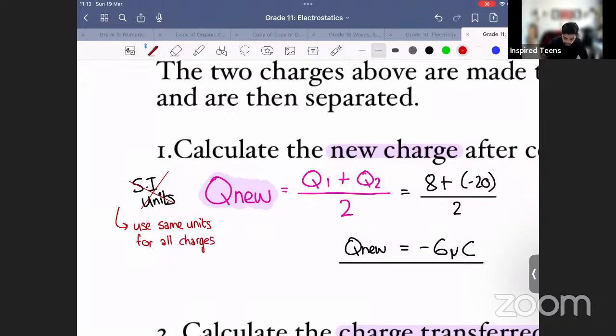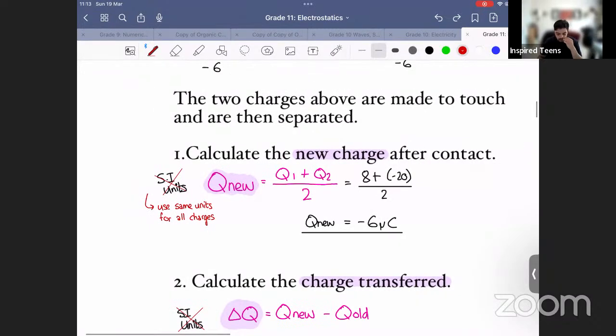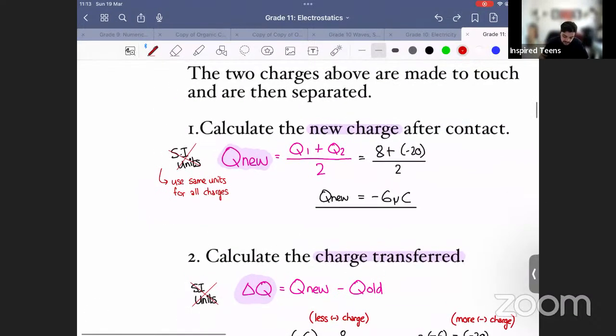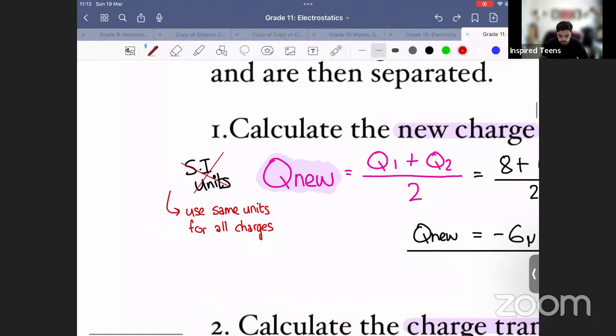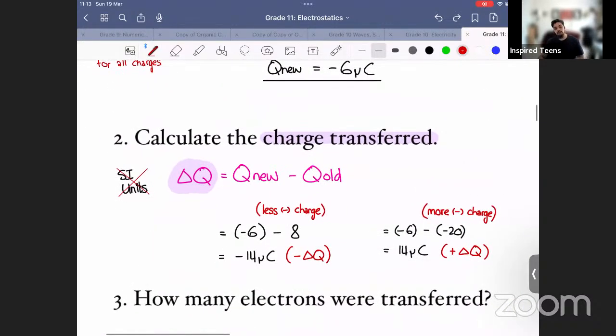So for example, if your one charge is in microcoulombs, make sure that your other charge is also in microcoulombs and that your answer is also in microcoulombs. If one is in nano, make sure that they're all in nano. If one is in coulombs, make sure they're all in coulombs and so on. So for this first formula, you don't have to use SI units. Remember, what is the SI unit? The SI unit is coulombs. You can use coulombs, it's just that you don't have to. So yes. Then the next question was calculate the charge transferred.